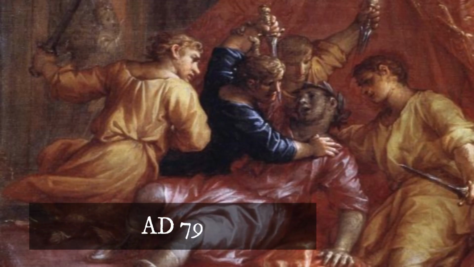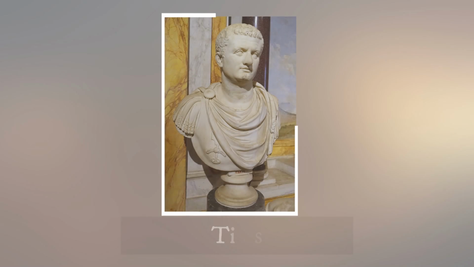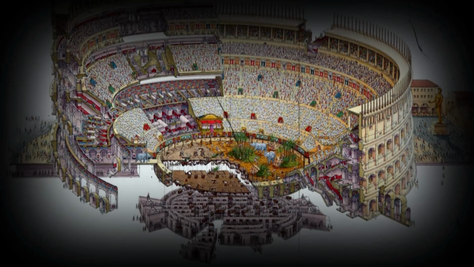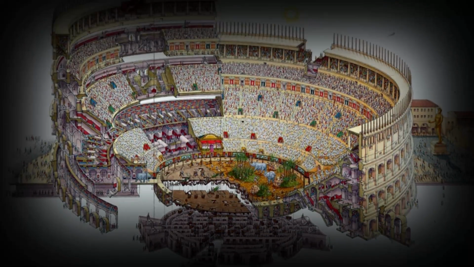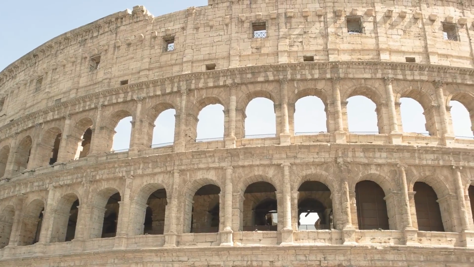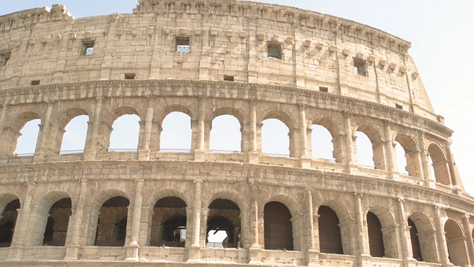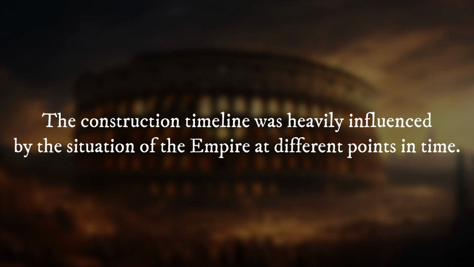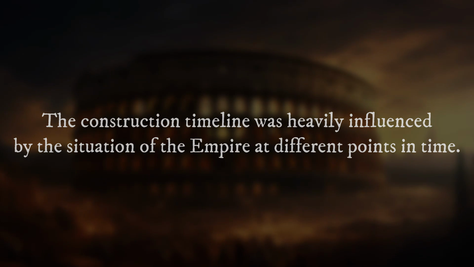Vespasian's death in AD 79 saw his successor, Titus, take charge and oversee the completion of the main structure, including the intricate seating tiers, completing the Colosseum in AD 80. Afterwards, some final touches, decorative elements, and remodeling were done under the rule of Domitian. The construction timeline was heavily influenced by the situation of the empire at different points in time.